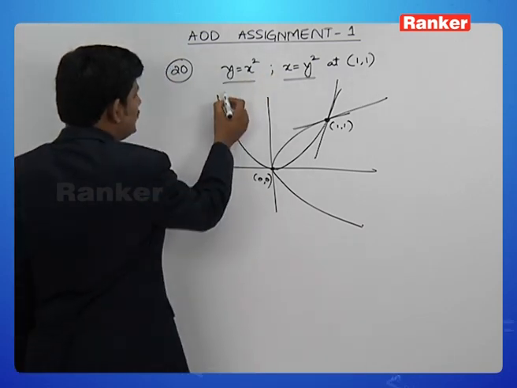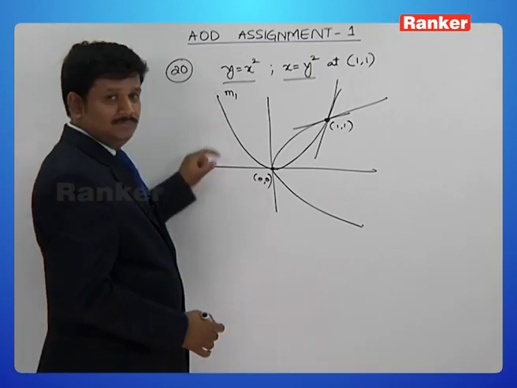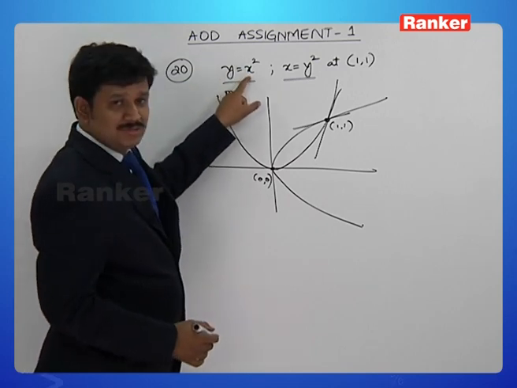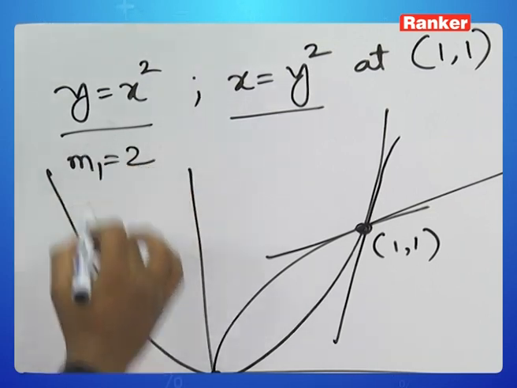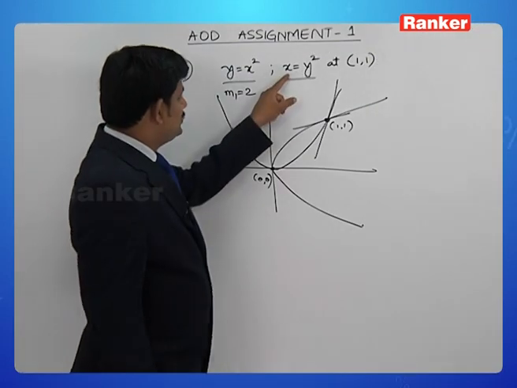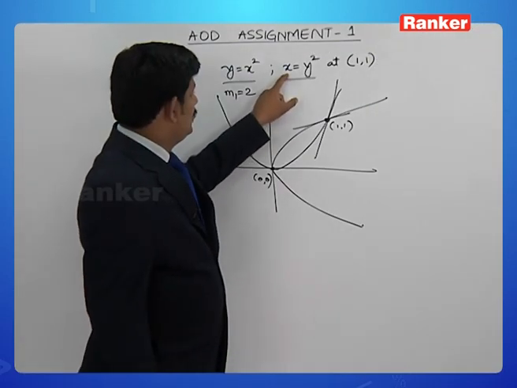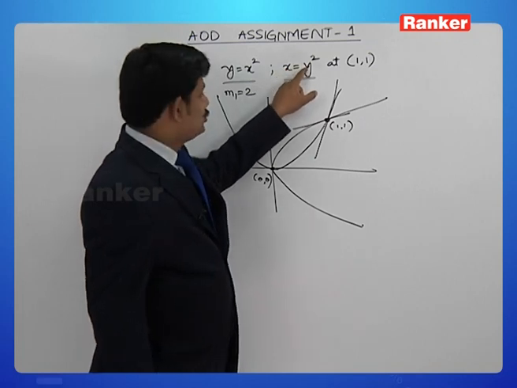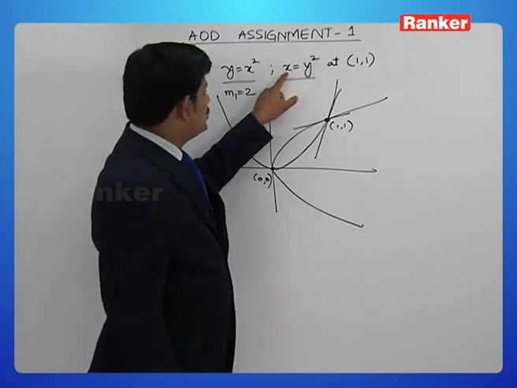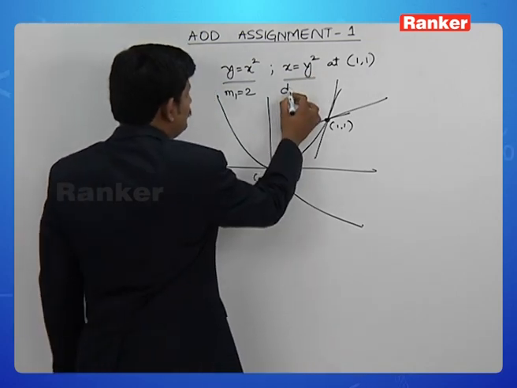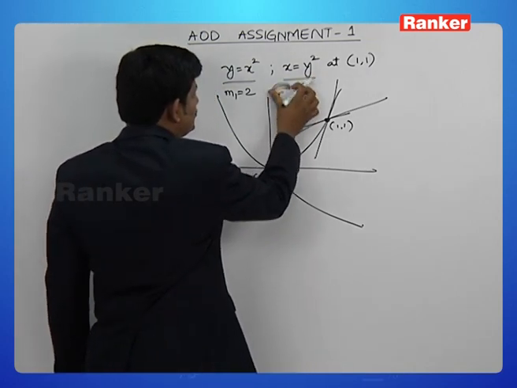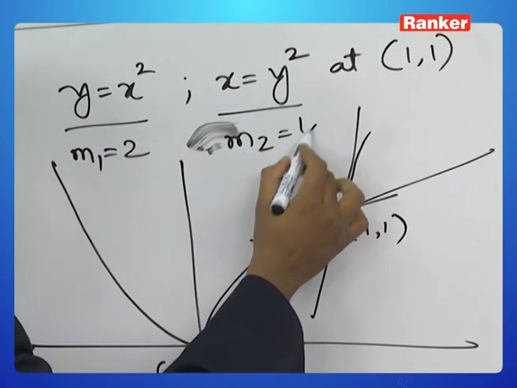Slope of the tangent here, m1, dy by dx is 2x, x coordinate is 1, so the slope of this tangent is 2. Differentiate this curve, dx by dy is 2y, or dx by dy is 2, or dy by dx is 1 by 2, so the slope of the tangent m2 is 1 by 2.